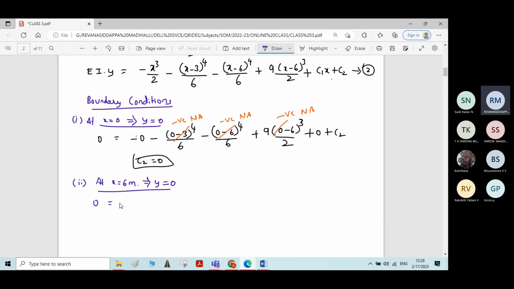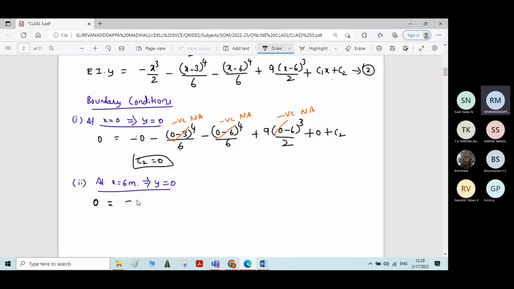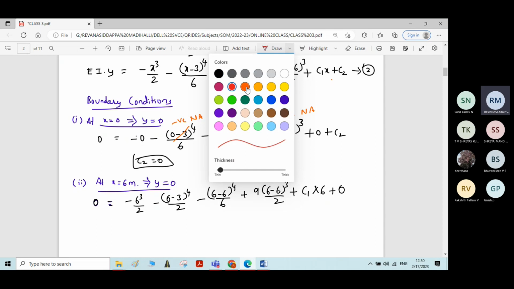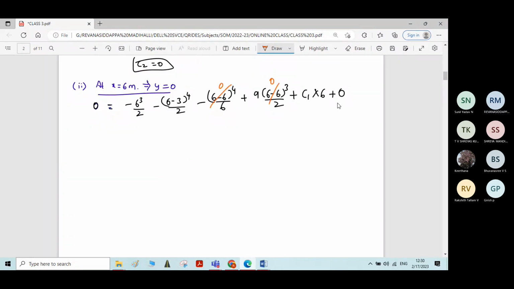So it is 0 is equal to minus 6 q by 2, minus (6 minus 3) to the power of 4 by 2, minus (6 minus 6) to the power of 4 by 6, plus 9 into (6 minus 6) to the power of 3 by 2, plus C1 into 6 plus C2, whose value is 0. Now this becomes 0, 6 minus 6 becomes 0 here also. By this we'll get the value of C1.